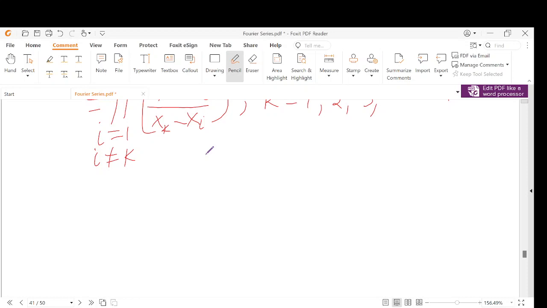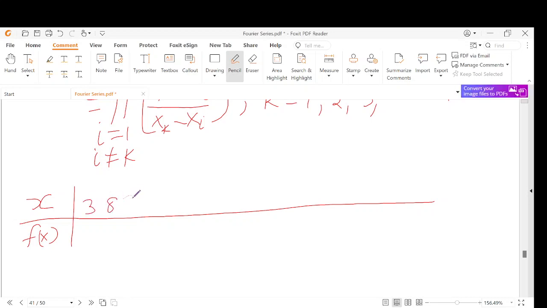If you are given a set of data, say you are given x and the corresponding value of the function, the values of x are 3.87, then 13.7, then 20.24, and the associated values of y, we have minus 18.41. These are the values of the function.